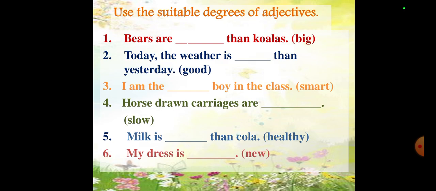Horse-drawn carriages are dash, so they are going to be slow. Okay, the same form is going to be used. Milk is dash in cola: healthier. Milk is healthier than cola because two things are being discussed. My dress is new, because one dress is being discussed.